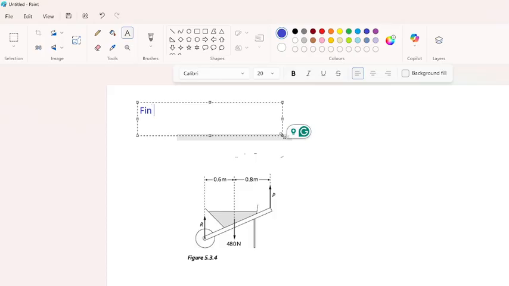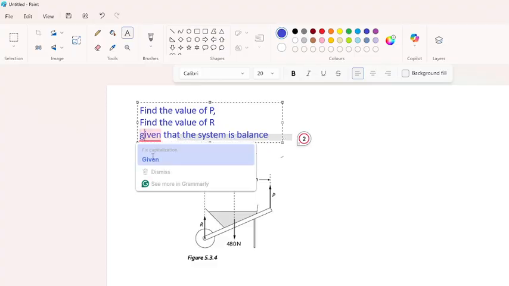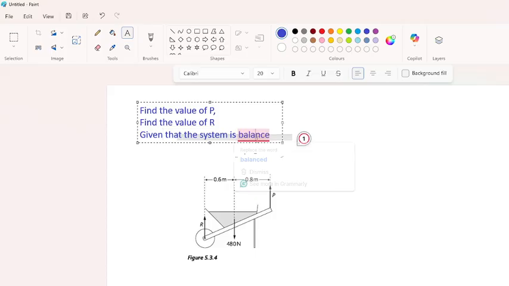Question is, simplified version. Find the value of P. That's one. Find the value of R, given that the system is balanced. All right. This is the simplified version of the question. Whew. That's rough.